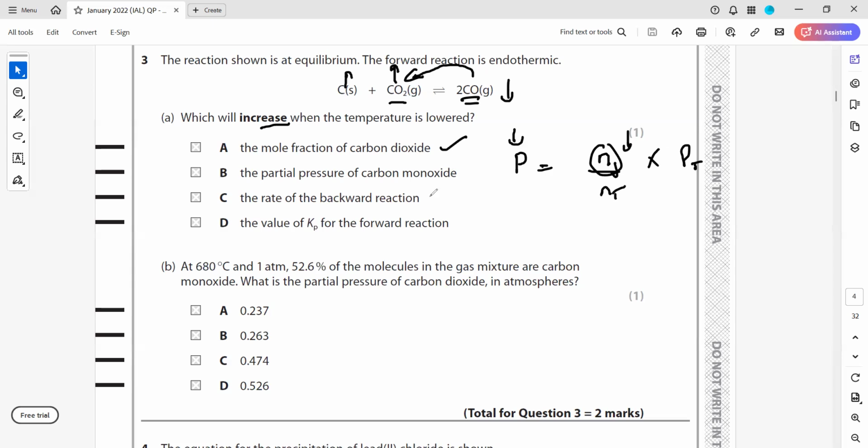Then the rate of forward and backward reactions both will increase because we are raising the temperature. Rate always changes with temperature irrespective of forward or backward.